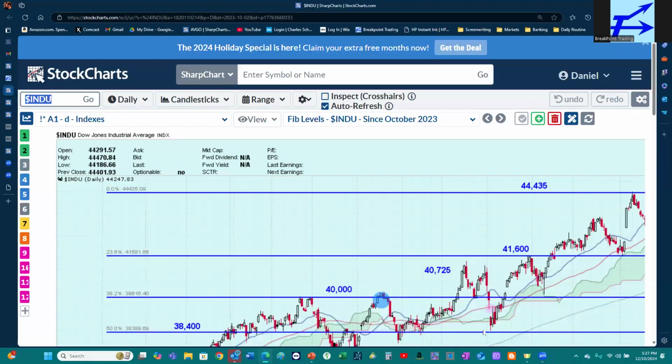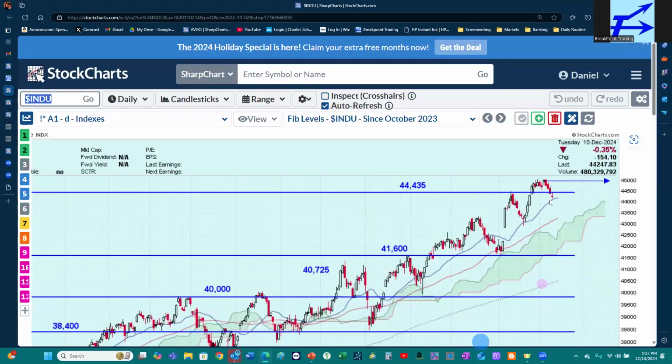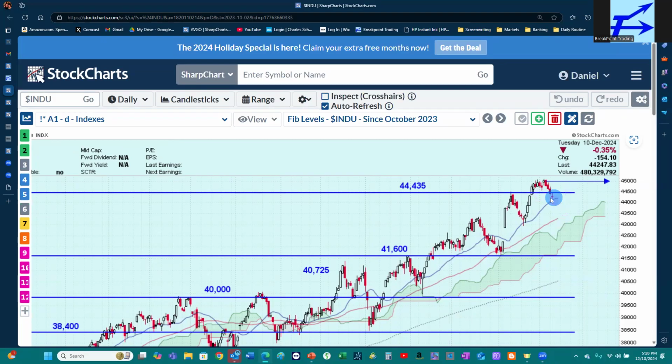The Dow sold off more, right at the 21 now. So below the support line, right at the 21-day moving average. That's a very key area right now for the Dow.